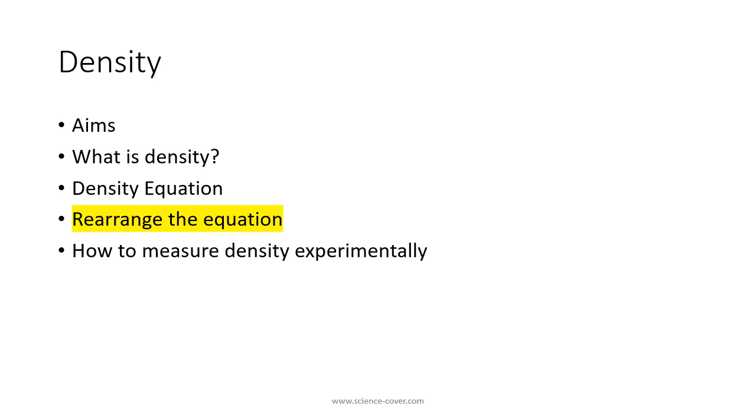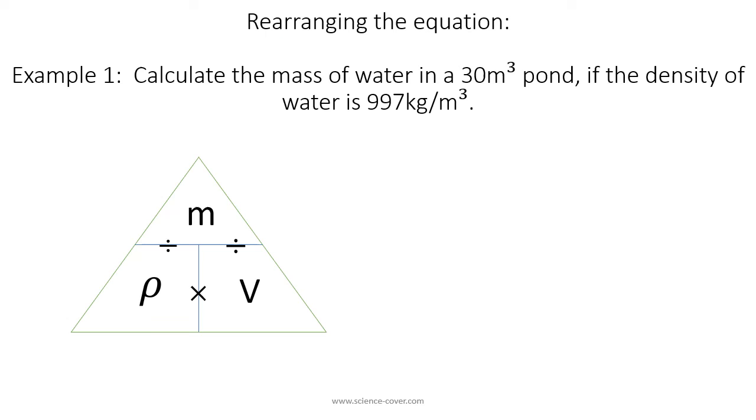Now let's rearrange the equation and see if we can calculate some other values. Calculate the mass of water in a 30 meter cubed pond if the density of the water is 997 kilograms per meter cubed. So we want mass, so that means we need to get the density and multiply it by the volume.